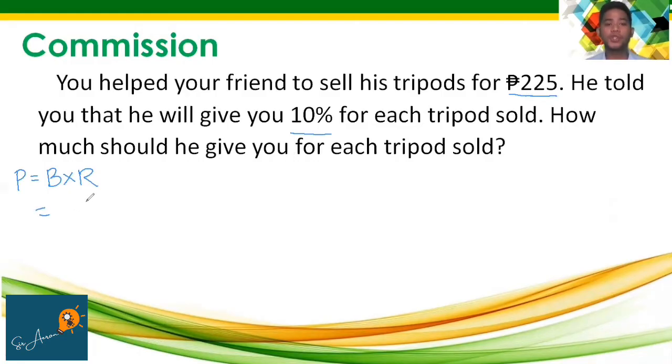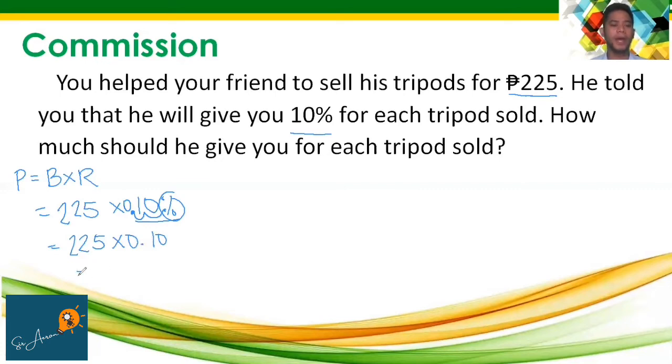So we will just substitute the given na nandun sa problem dito sa ating formula. Ang base ay 225 pesos times ang rate ay 10%. Okay? So yung 10% hindi natin siya pwede gamitin. We will transform that into a decimal. So yung decimal point dito ay imumove natin pakaliwa ng dalawang beses. Bilang natin 1, 2, naandun ang decimal point. So may 0 naman doon. So i-write lang natin 225 times 0 and 10 hundredths.